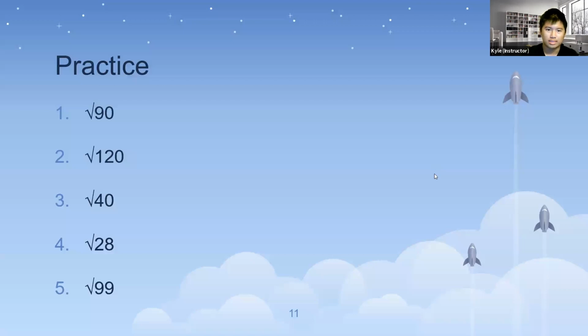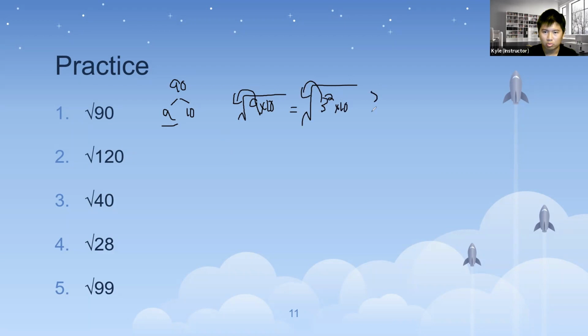So let me just work this out again. Let me draw the factor tree of 90. I get 9 and 10, and then I can just stop here because I know 9 is a perfect square. Then I can take the 9 times 10 under the square root and move this out, because this is technically 3 to the power of 2 times 10. I move this out, and I get 3 square root 10.